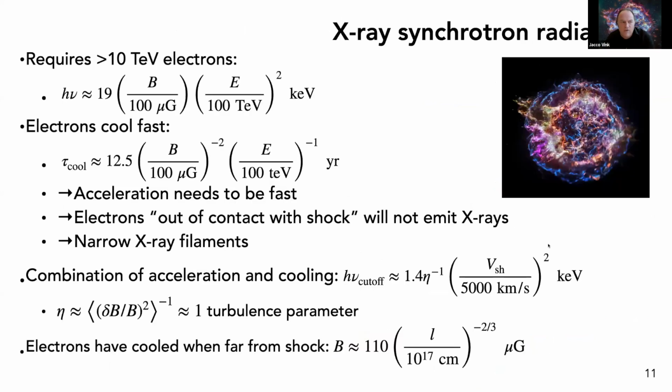Now, if you go to X-ray synchrotron radiation, I already told you that you need 10 to 100 TeV particles. The energy that you get for your typical photon energy depends on the magnetic field, and it depends on the energy of the particle squared, according to this fashion. Those electrons cool very fast. So in the radio, the GeV electrons, they take 100,000 to 1,000,000 years to really cool. However, the X-rays, or the 100 TeV particles, they take about 10 to maybe 100 years to cool, depending on the magnetic field strength and the energy of the particle.